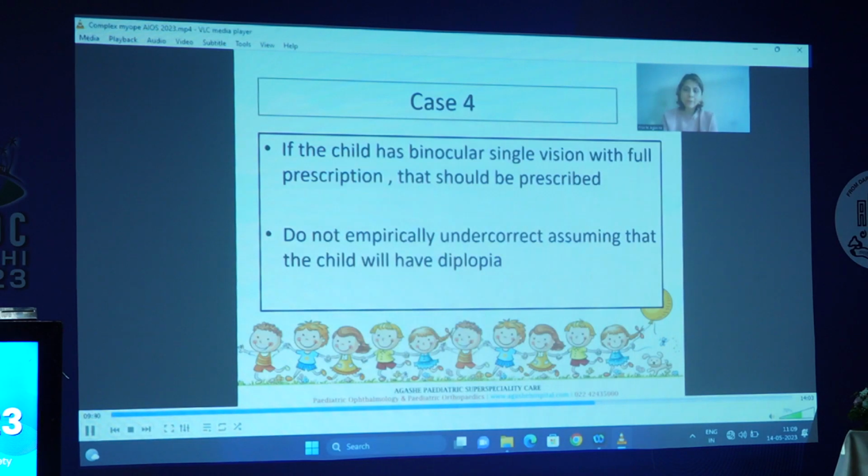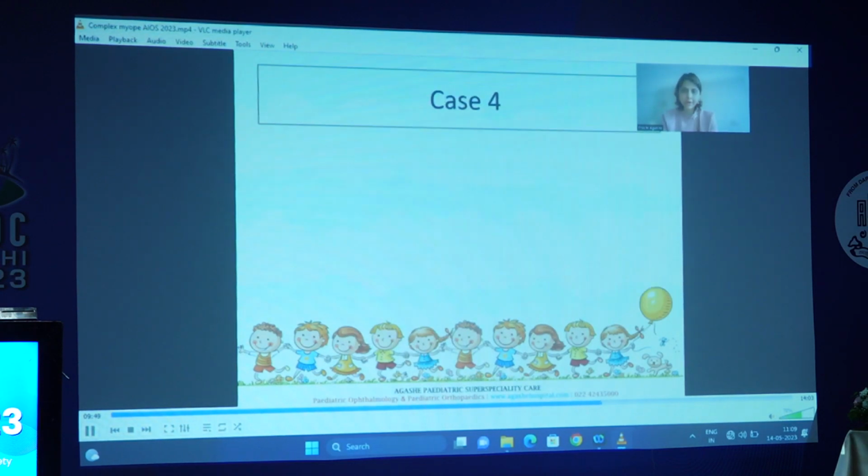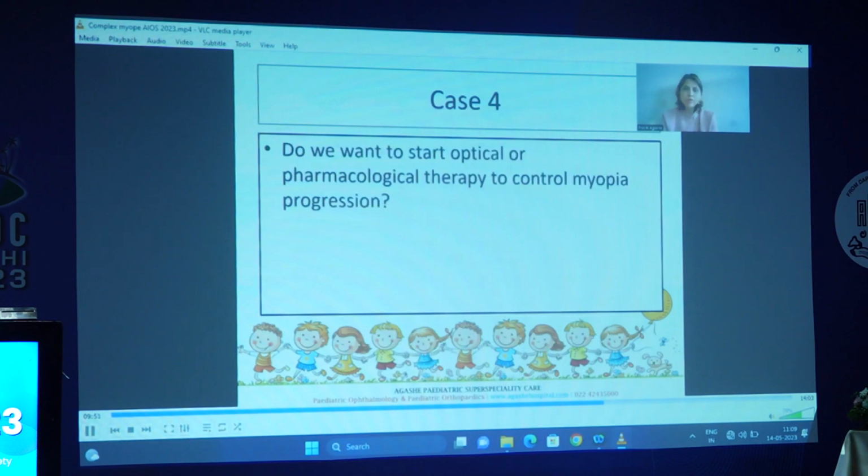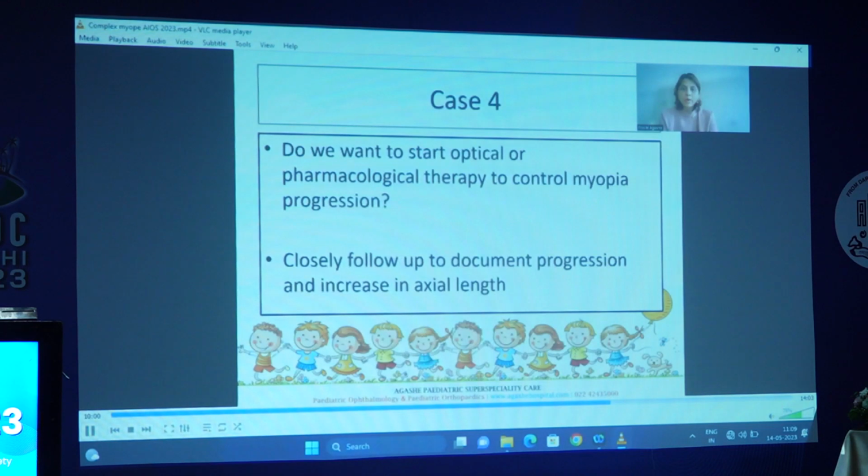So, to sum it up, if the child has anisomyopia which is axial in origin, full correction is warranted and do not empirically undercorrect the child. Now, do we want to start any therapy to control myopia progression in this kid, and are we justified in doing so? Well, for this particular kid, when I have seen the kid for the first time, I would closely follow up the kid to document progression and increase in axial length, and not start the kid directly on any therapy.